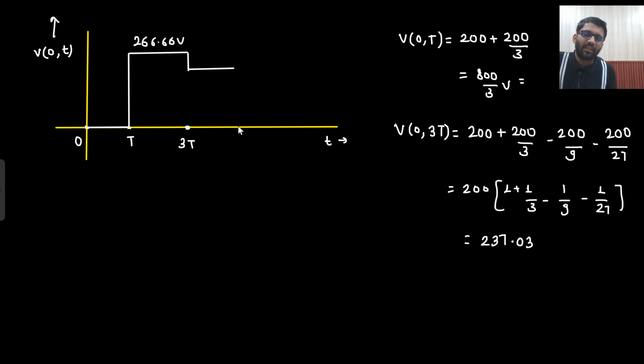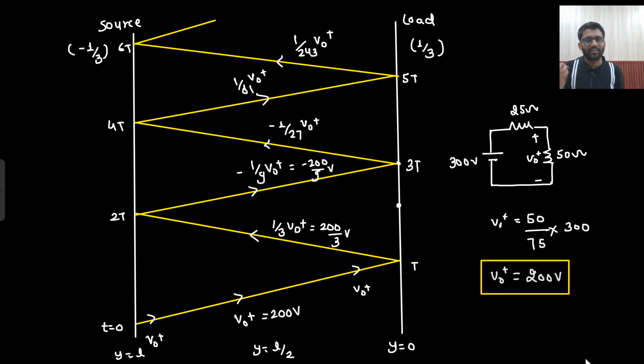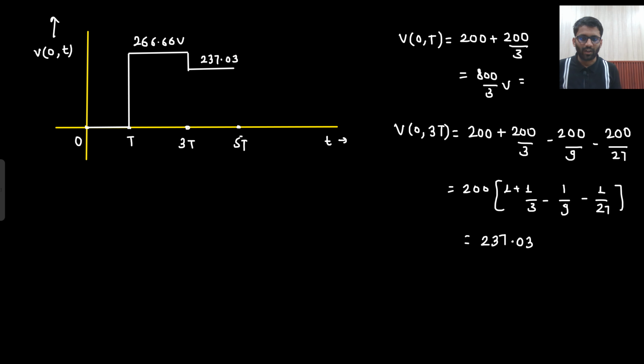Then at 5t something else will come that we don't know, so that we can analyze if they ask us. At 5t whether it will go upward or downward, I don't know. So at 5t what will be added? This and this will be added. Certainly it will go upward because this is positive and this is also positive. So voltage will go upward. How much, I don't know, but certainly it will go upward only.